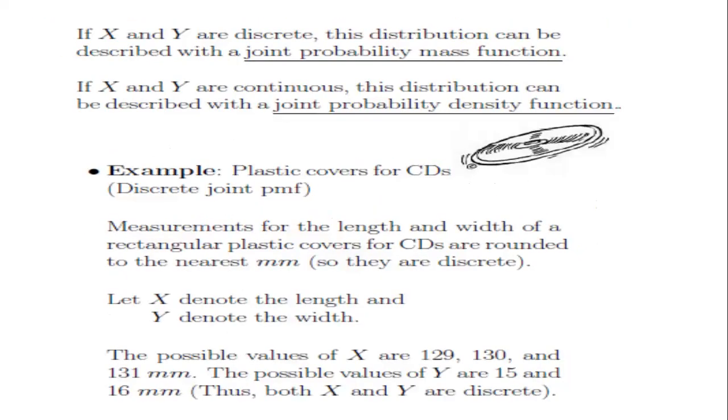Sorry about that. Yeah, so I told you either we have a joint probability mass function or a joint PDF. This is clear. So now this is a very simple example, plastic covers for CDs. A CD plastic cover can take on only a specific number of values. I can't have a continuous one because a CD is a particular size. So I have two things. One is X, the length of the cover, and the other is the width of the cover. Both of these are discrete numbers in this case, although logically speaking they are continuous, but in the case of CD covers they are discrete because length can only be 129, 130 and 131 millimeter. And the possible values of the width are 15 and 16. That's it. Okay. So we have a discrete case.